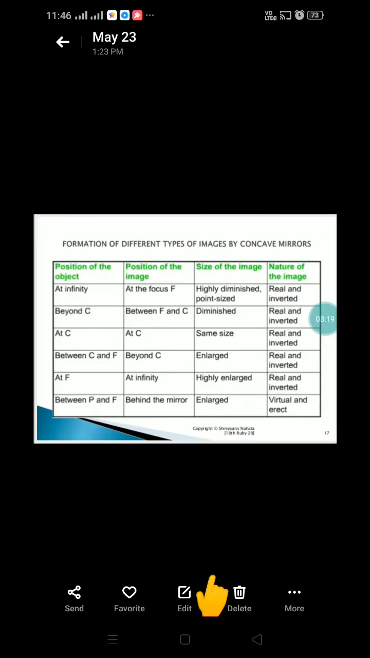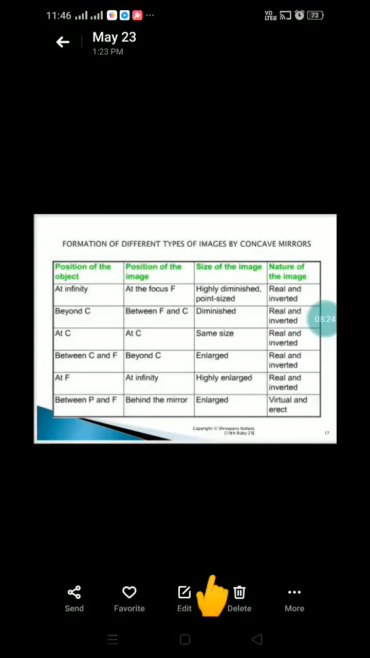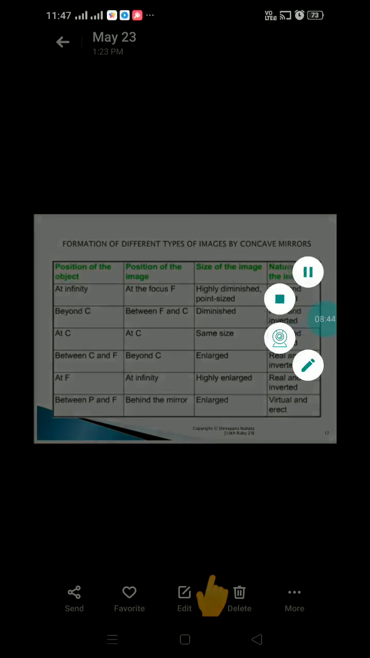Okay, students, please take your physics note and draw the following diagram as I explained in this video. Very important, study these 6 ray diagrams, 6 image formations as I explained in this video. Okay, very important. It's an important question for your board examination, so you have to learn the 6 diagrams by heart.